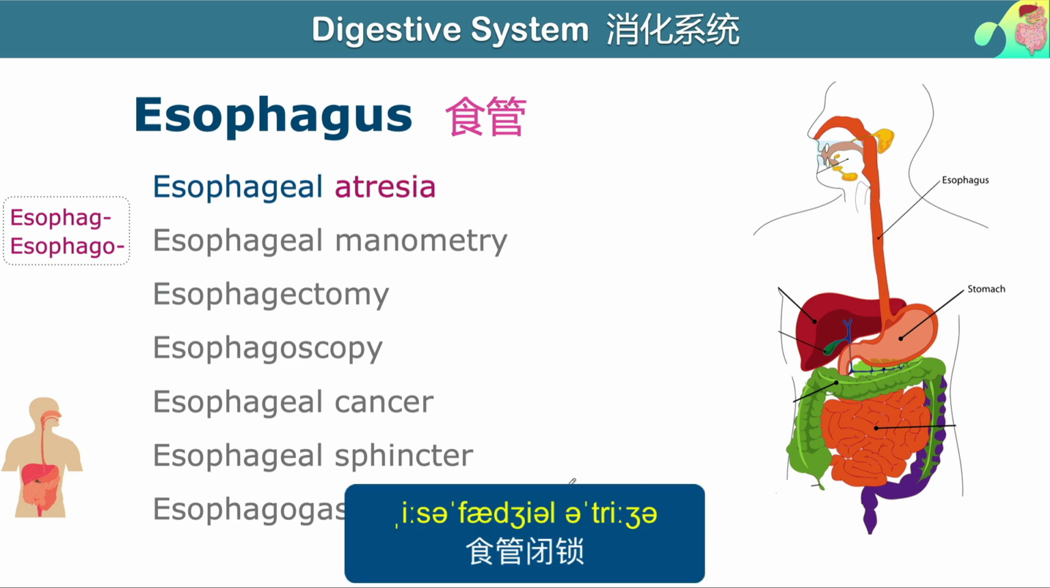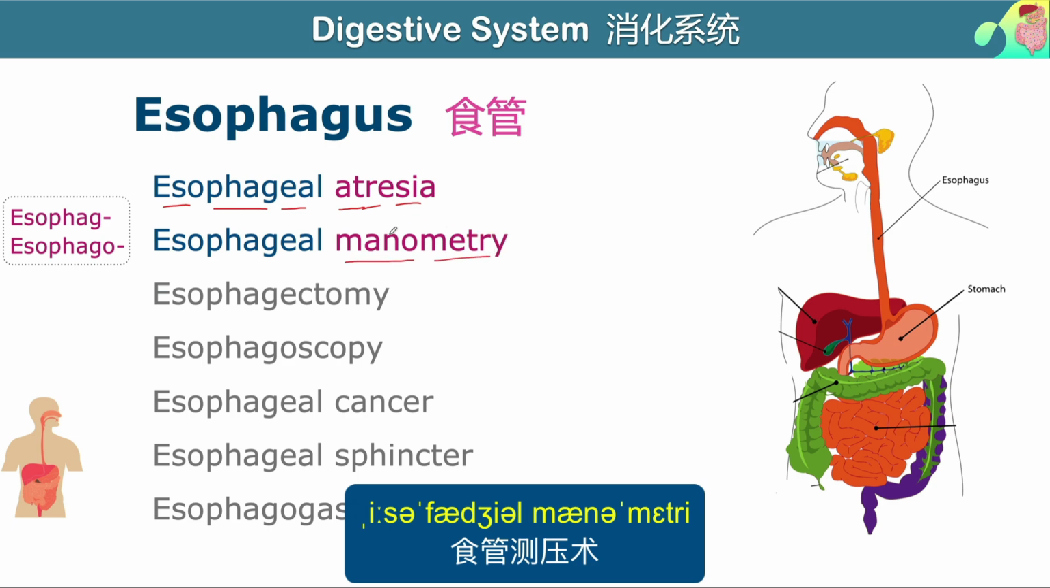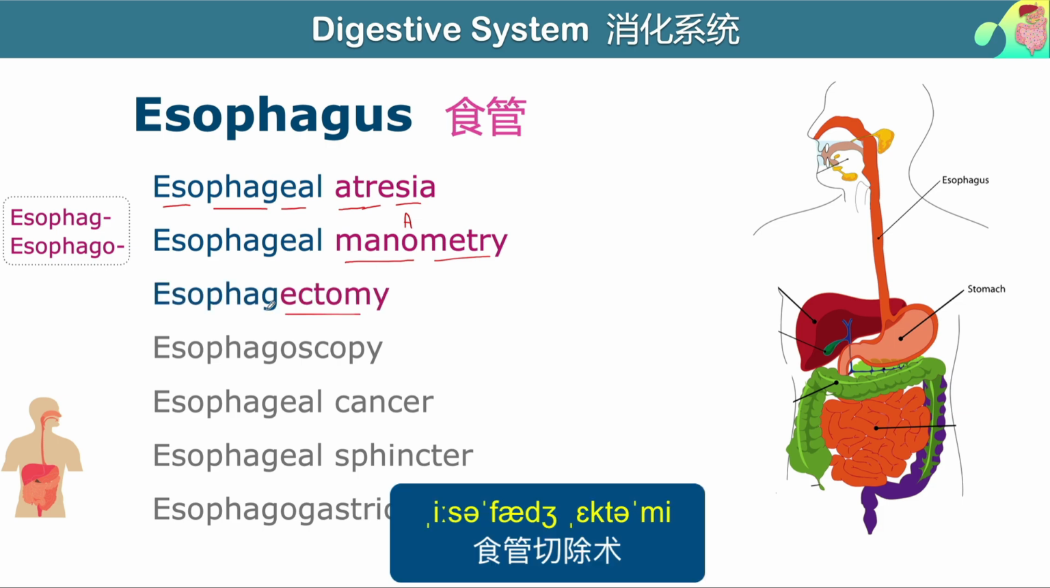Esophageal atresia, atresia, esophageal. Atresia, esophageal manometry. Okay, this all sounds alike. Manometry, esophageal manometry. Ectomy means cut off: esophagectomy.